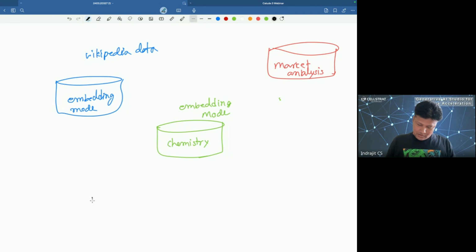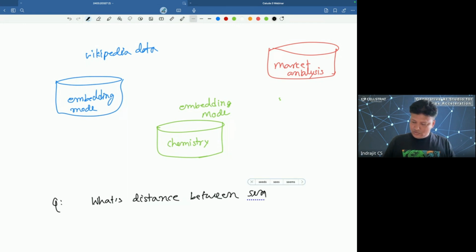So now I'm asking a question, let's say. What's the distance between sun and the moon? So this is my query. Sun and moon. Will I get the answer?